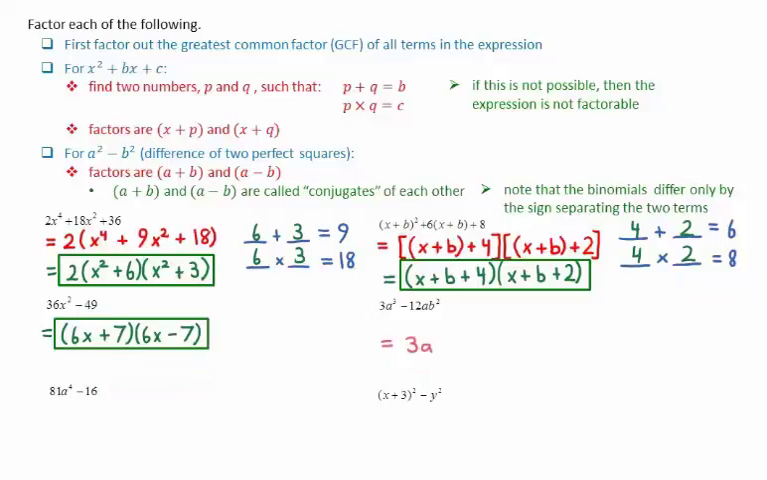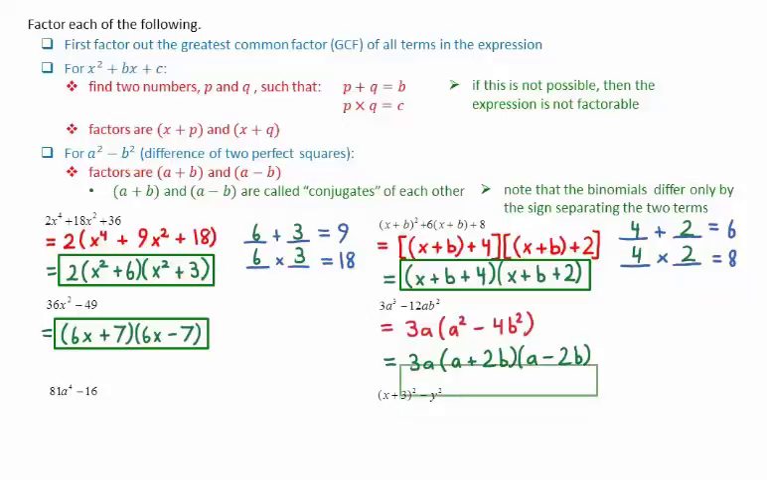For the next one, we first have to factor out the common factor of 3a. Once we do that, we're left with a squared minus 4b squared. Note that the a squared minus 4b squared is another difference of two perfect squares. We can simplify that then to 3a times a plus 2b times a minus 2b.